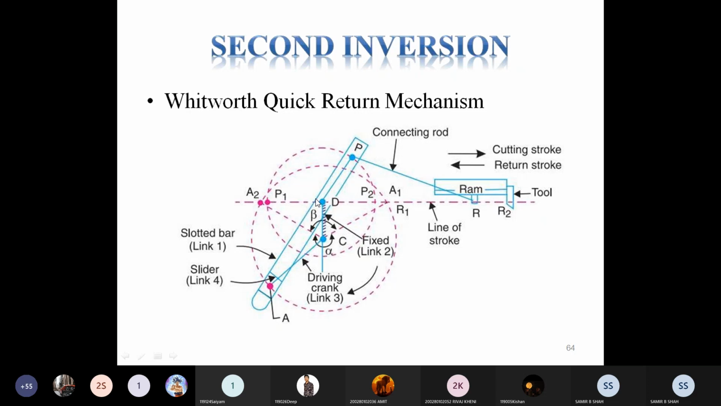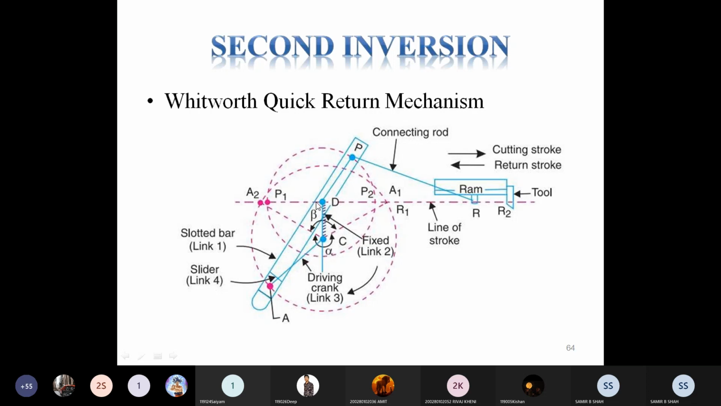The slotted bar will oscillate. Oscillation means, if you remember the old clock where a pendulum is there, that motion is known as oscillation. So that kind of oscillating motion we generate from the figure. The slotted arm will oscillate with respect to the pivot point. You can see here the slotted arm, which oscillates with respect to this pivot point.